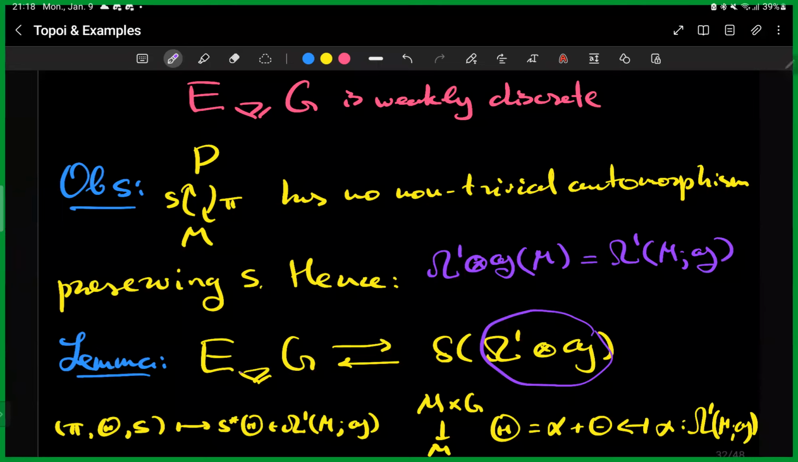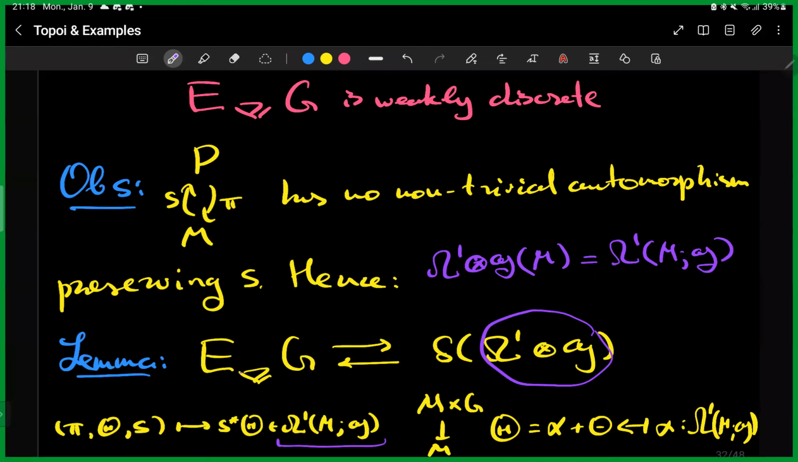And how does this equivalence work? Well, in one direction, we do the following. If we have a trivialized principal bundle, then we just pull back this connection to a one-form on M valued in the Lie algebra of the group G. So a pretty clear construction.